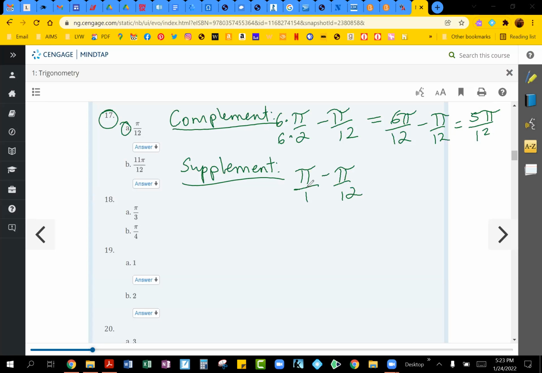Now for the supplement, since your pi is by itself, you can write that as pi over 1. Same thing, find your common denominator, multiply by 12. So you'll end up with 12 pi over 12 minus pi over 12. When you have that common denominator, then go ahead and subtract your numerators. 12 minus 1 will give you 11 pi over 12.